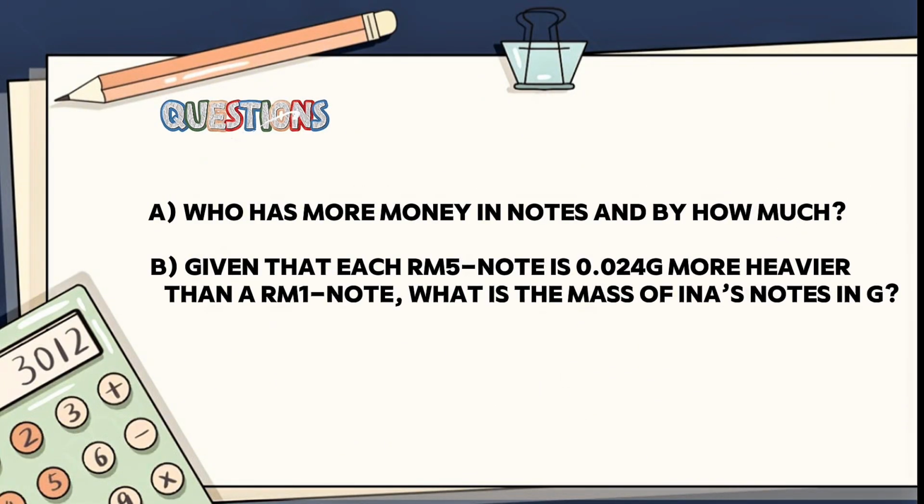There are two parts in this question, which are part A and part B. For part A: who has more money in notes and by how much? Then for part B: given that each RM5 note is 0.024 gram heavier than an RM1 note, what is the mass of Ina's notes in grams?